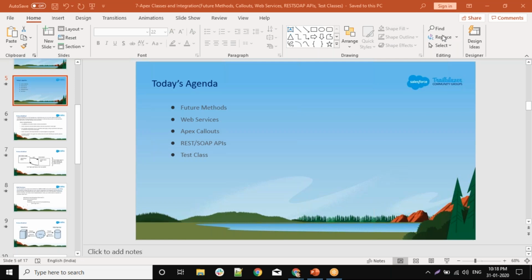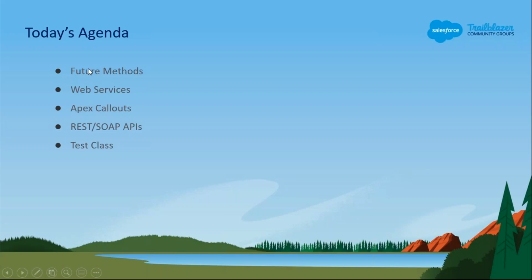Okay, so today's agenda will be a future method in Salesforce. I think it's a part of asynchronous Apex only, so it was not covered yet. So I have included this one inside this future method, web services, and then Apex callout, REST and SOAP APIs, which are also part of web services and Apex callouts. And the last part of Apex is the test class.